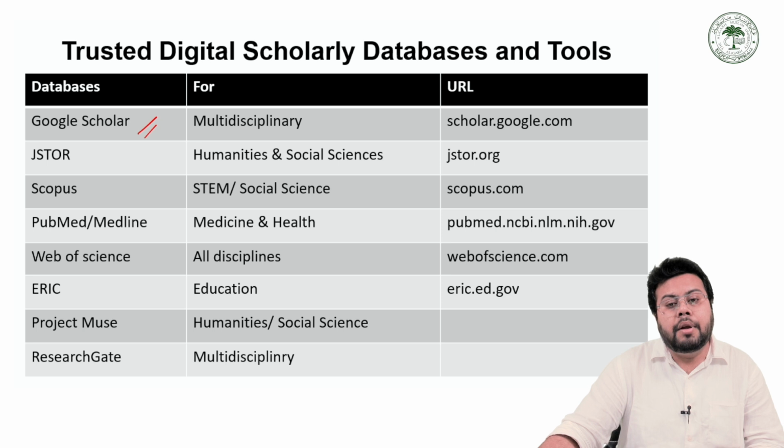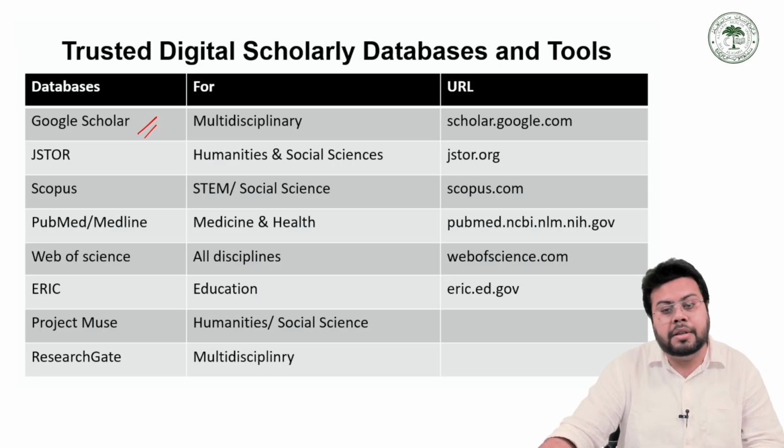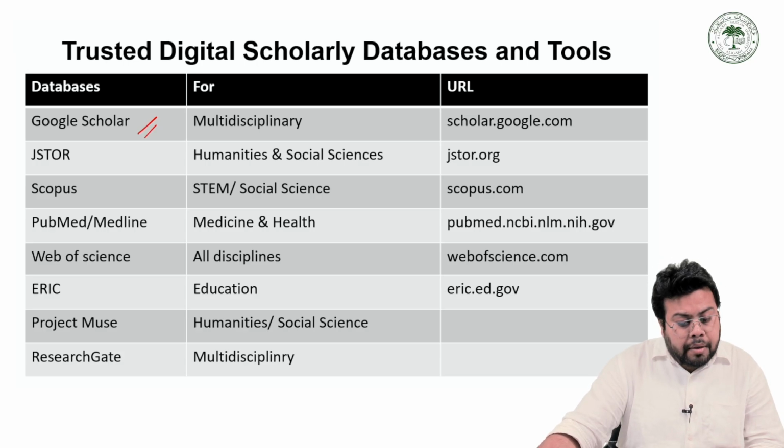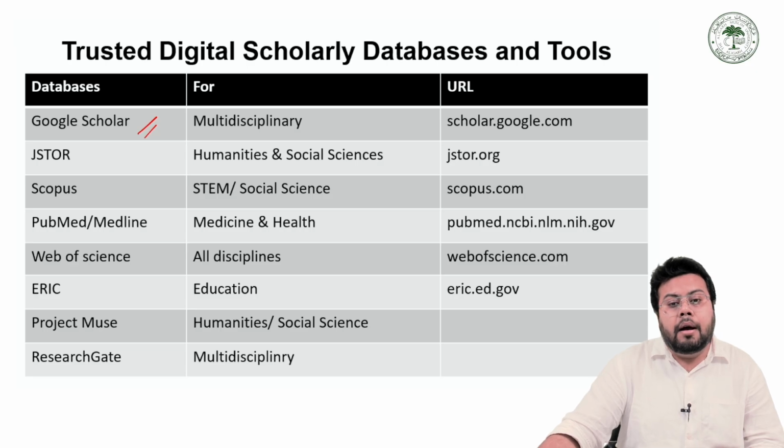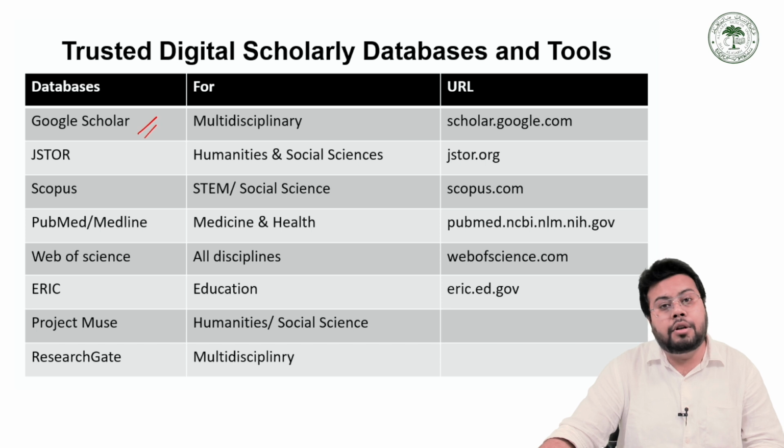The next one is ERIC. ERIC stands for Educational Resources Information Center. It is a major database of education research sponsored by the Institute of Education Sciences, USA. It is an education-specific database and a free government resource. The next one that we have in line is Project MUSE. Project MUSE is a digital library that provides access to scholarly books and journals, especially in the humanities and the social sciences.